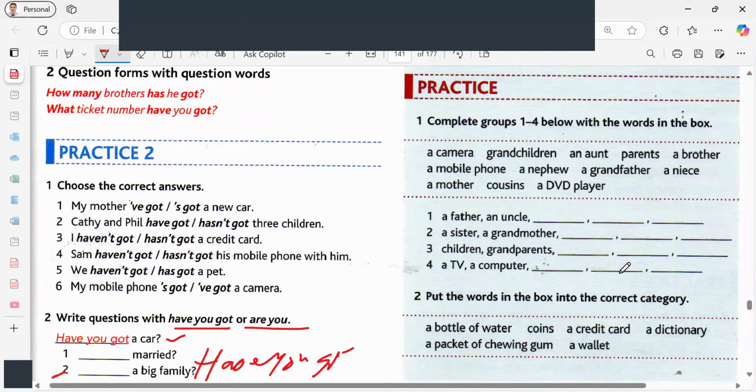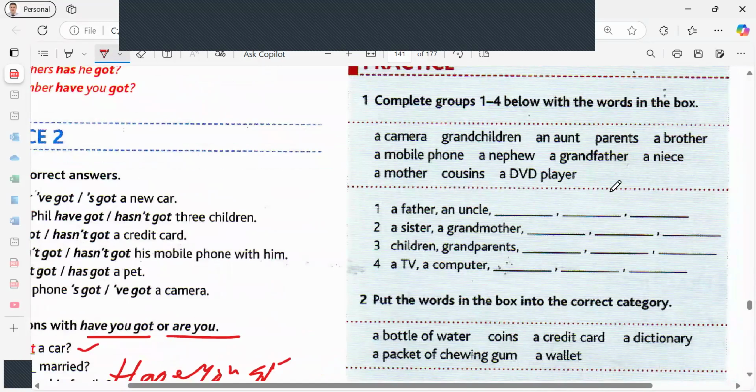So let us go to this vocabulary focus question. Here is a group of words. Please put them in 4 different groups. The first one related to family. The second one, again, family members. Then family members' plural words, and last one, digital devices. Yes, go ahead.